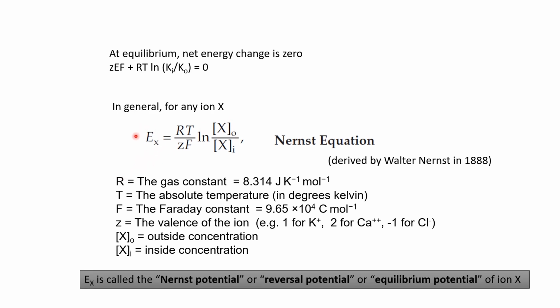And the value of the potential that we get here is the equilibrium potential, and it is also sometimes called the reversal potential or the Nernst potential of the particular ion X that we are looking at. So for potassium, we will get a particular value if we put in the concentrations of potassium and the charge of potassium. And we might get a different value for sodium and a different value for chloride. So each ion may have its own particular equilibrium potential.